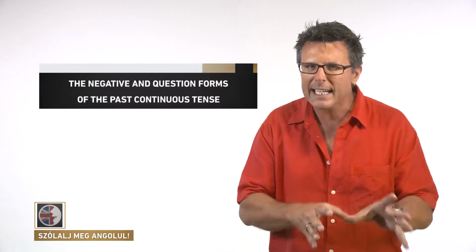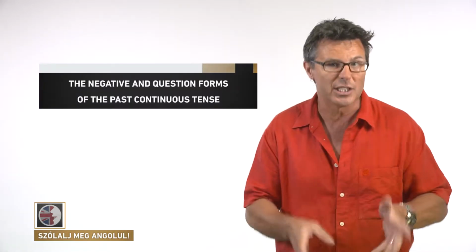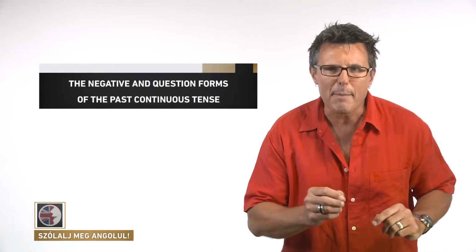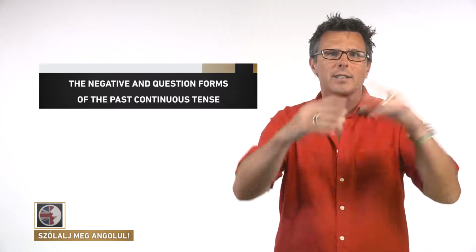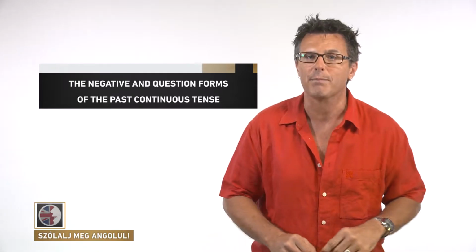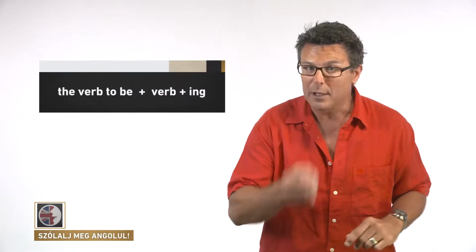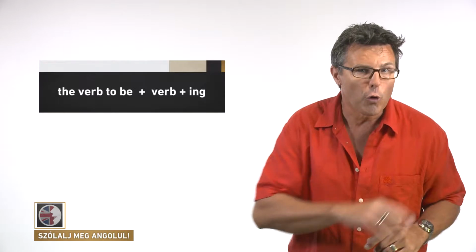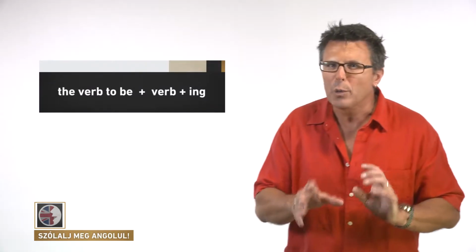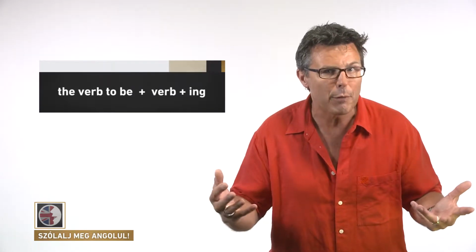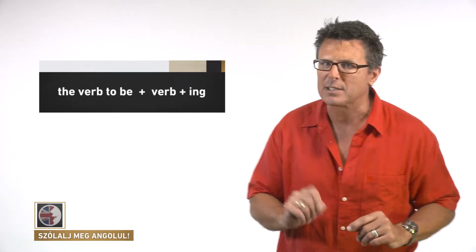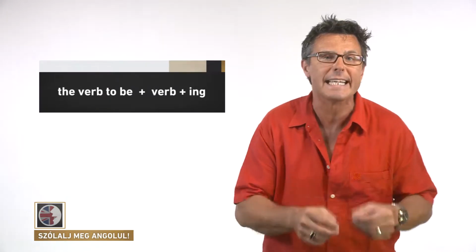Let's have a look at the negative and question forms of the past continuous tense in English. Now, first things first, how do we form, how do we construct the past continuous tense? Well, we need two things, don't we? Yes, that's right. We need the verb to be and the ing form of a verb. Okay, but which form of the verb to be do we need? Is it the present simple form? No, that's right. It's not the present simple form of the verb to be that we need here.